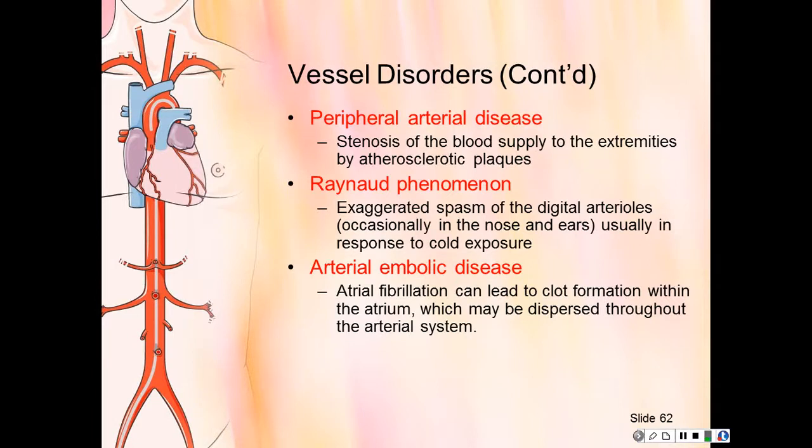Arterial embolic disease. Atrial fibrillation can cause a clot within the atrium. What this will do is the clot will be shot out from the heart and dispersed throughout the arterial system, landing most often in the brain or the lungs. If it lands in the brain, you've got a stroke, and if it lands in the lungs, you've got a pulmonary embolus, and neither one is good.